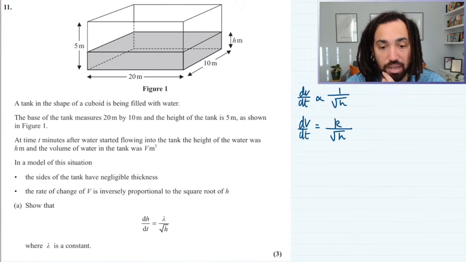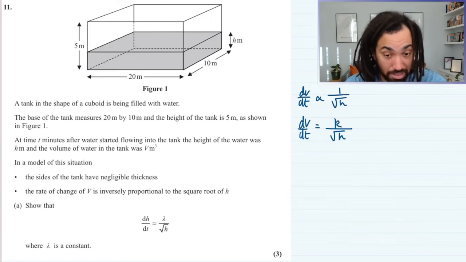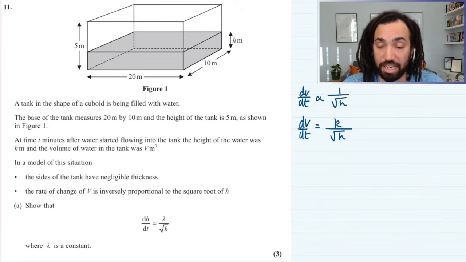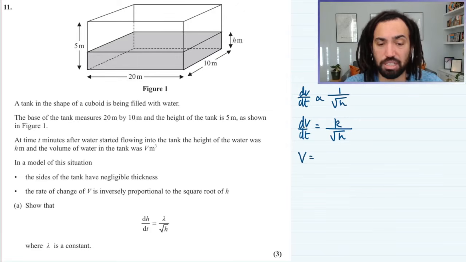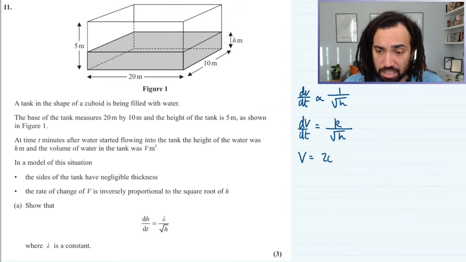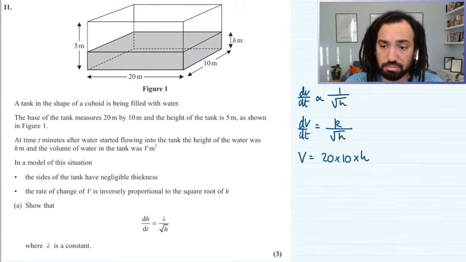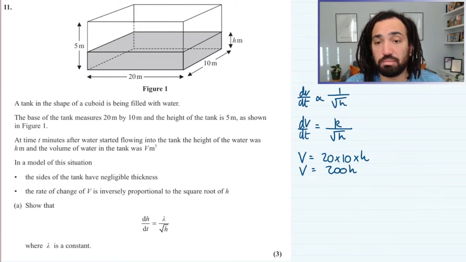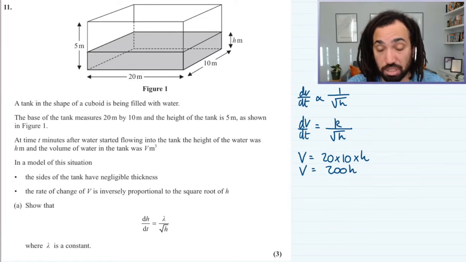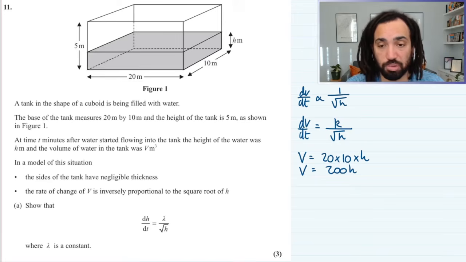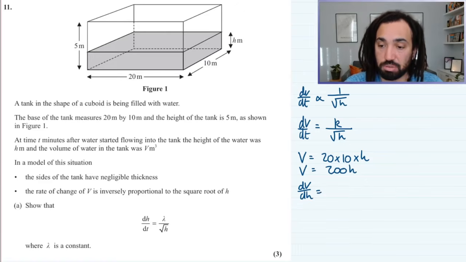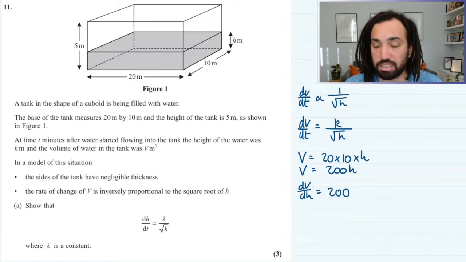fine. Now, that's not what they've asked us for. That's the rate of change of v, and they want the rate of change of h. So we need another formula that links v and h. So the volume of the cuboid is equal to the base times the width times the height. So the volume is equal to 200h. And that's the volume of the water, not the volume of the cuboid. It's not filled yet. And we can differentiate this, so we can say dv by dh is equal to 200 when we differentiate with respect to h.